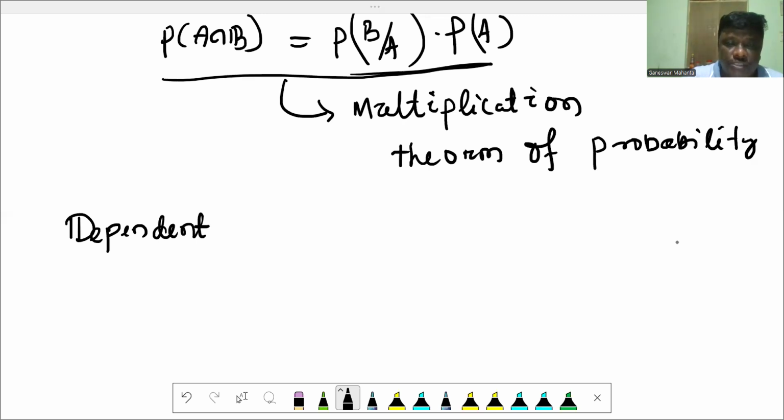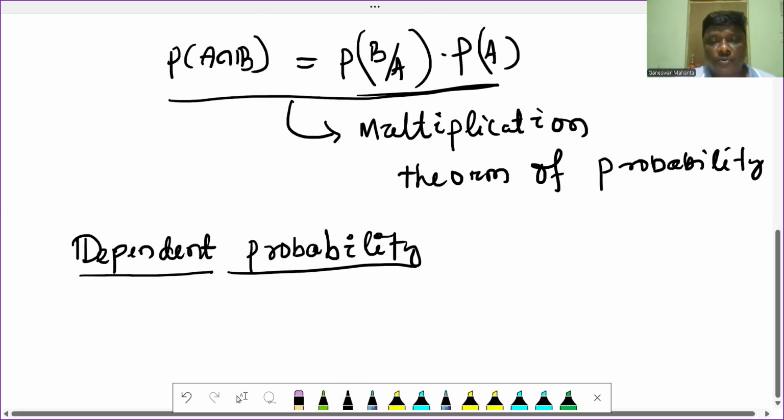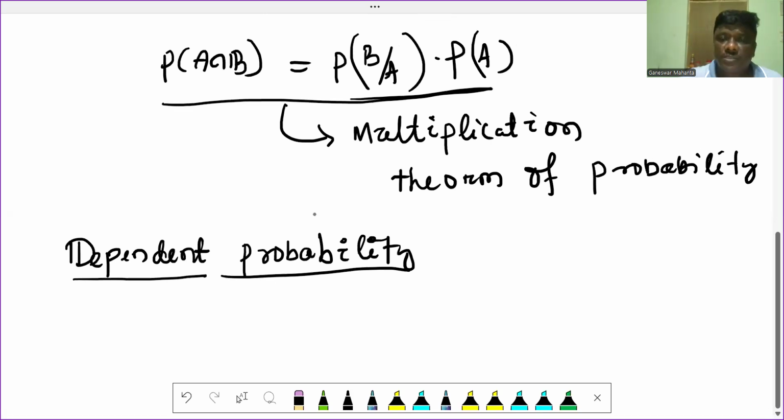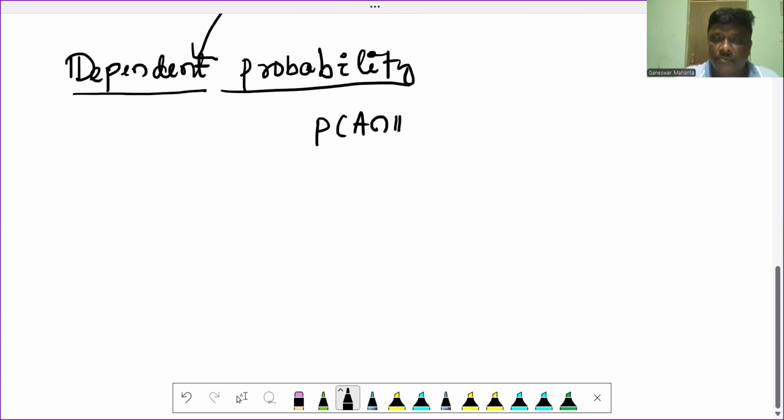Here the multiplication theorem is also called the dependent probability, because when you need to find the probability of B, that depends upon the probability of A. This type of probability we call the dependent probability, and another is the independent probability.